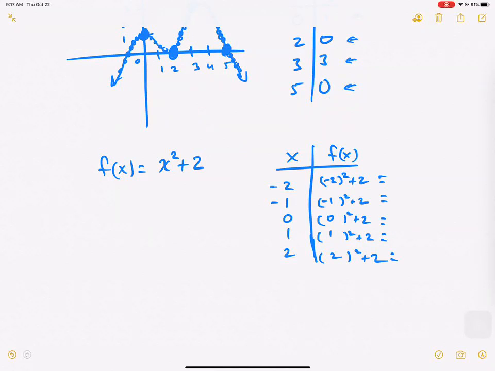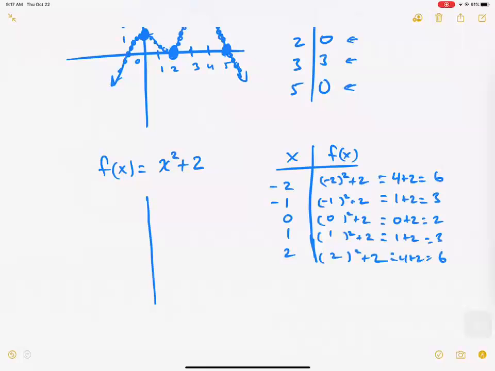So let's write out the math. -2 squared is 4 plus 2. -1 squared is 1 plus 2. 0 squared is 0 plus 2. 1 squared is 1 plus 2. 2 squared is 4 plus 2. We can add them. 4 plus 2 is 6. 1 plus 2 is 3. 0 plus 2 is 2. 1 plus 2 is 3. And 4 plus 2 is 6.